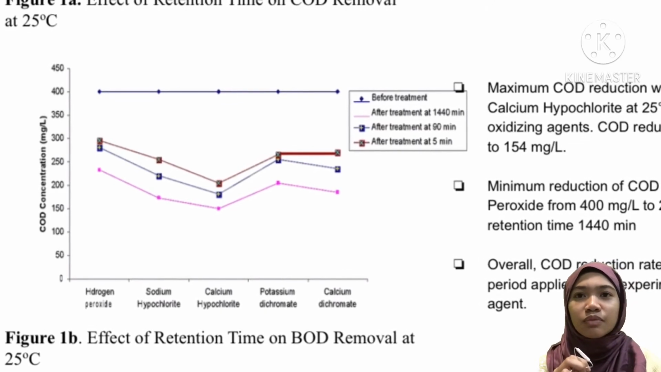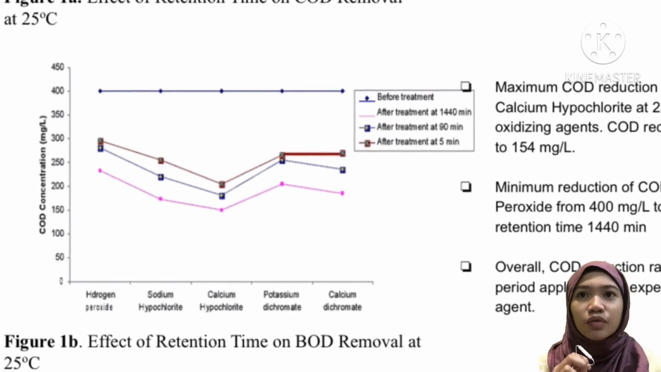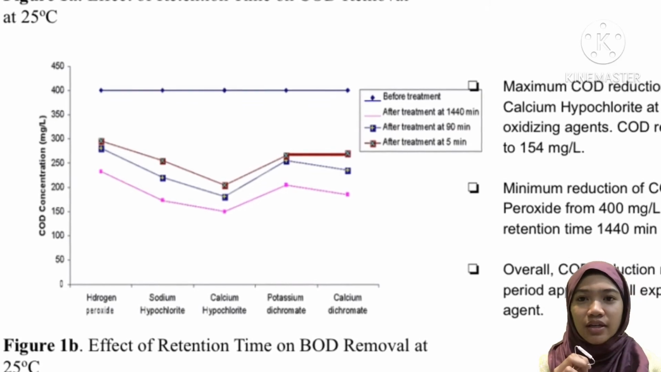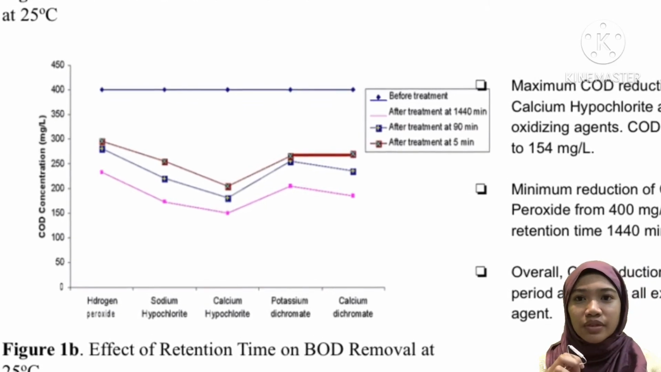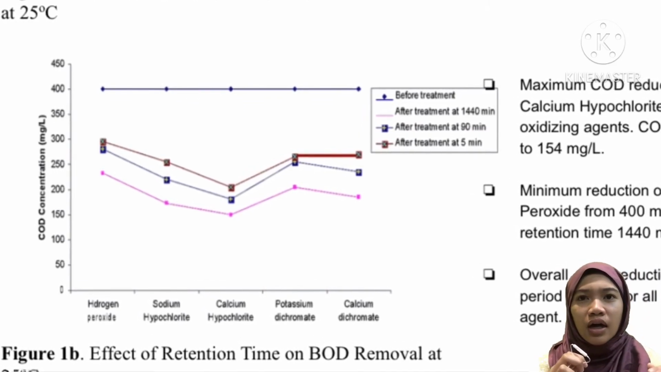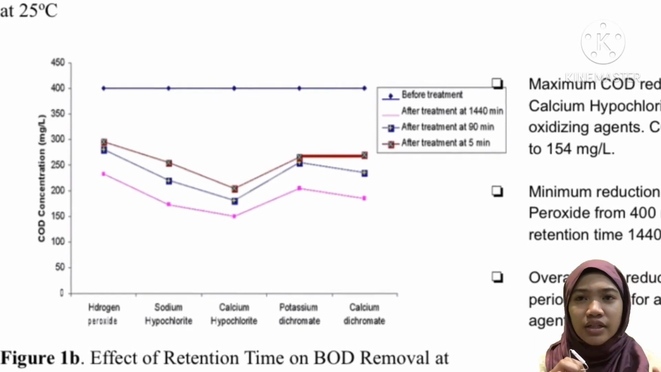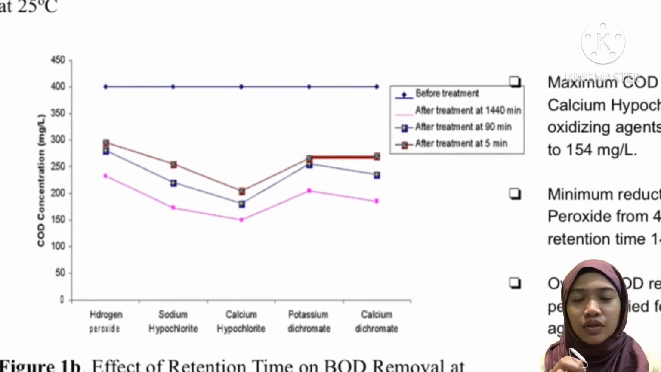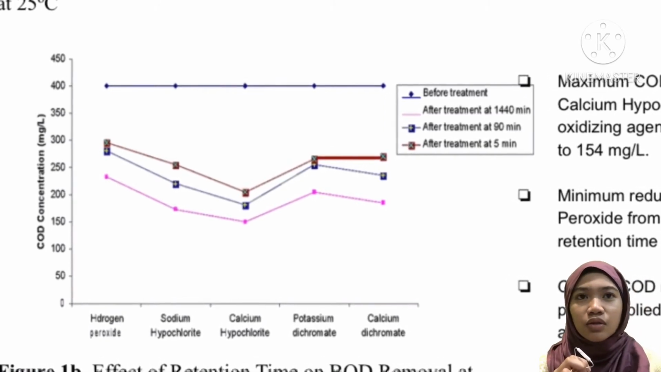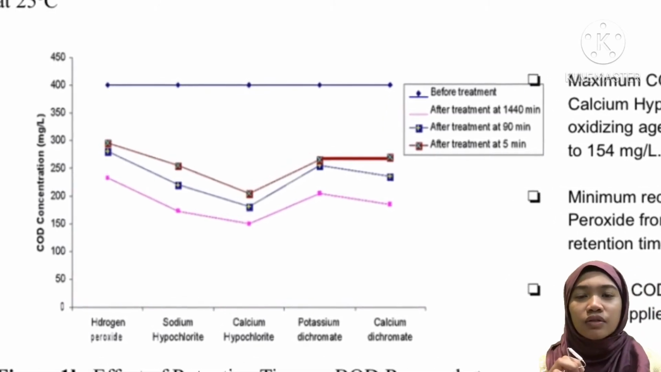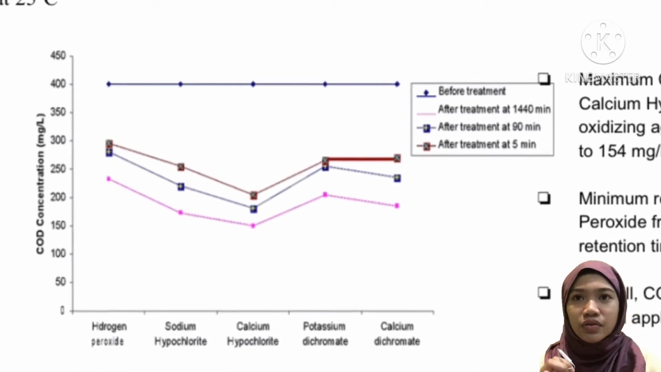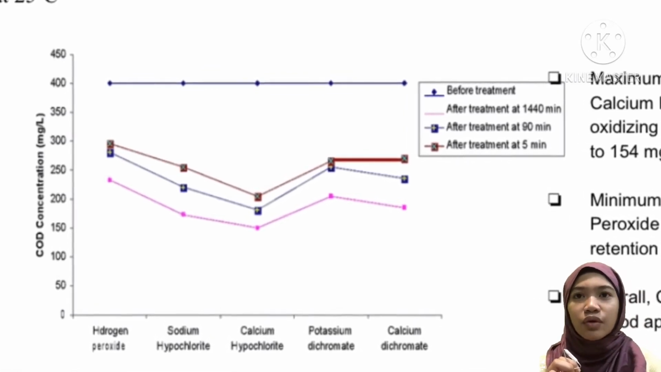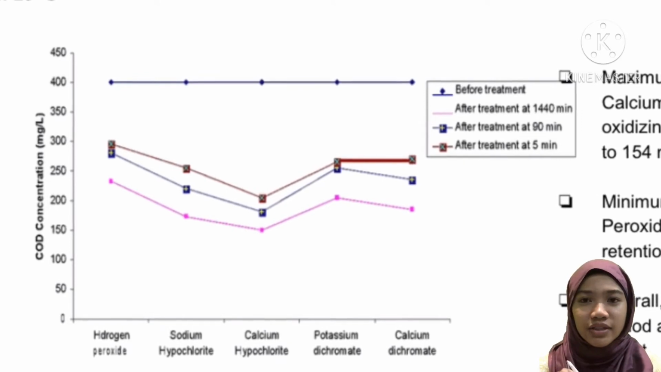And the minimum reduction of COD was achieved by hydrogen peroxide, from 400 mg per liter to 273 mg per liter at retention time 1440 minutes. So overall for the graph, the COD reduction rate decreased over the period applied for all experimented oxidizing agents.